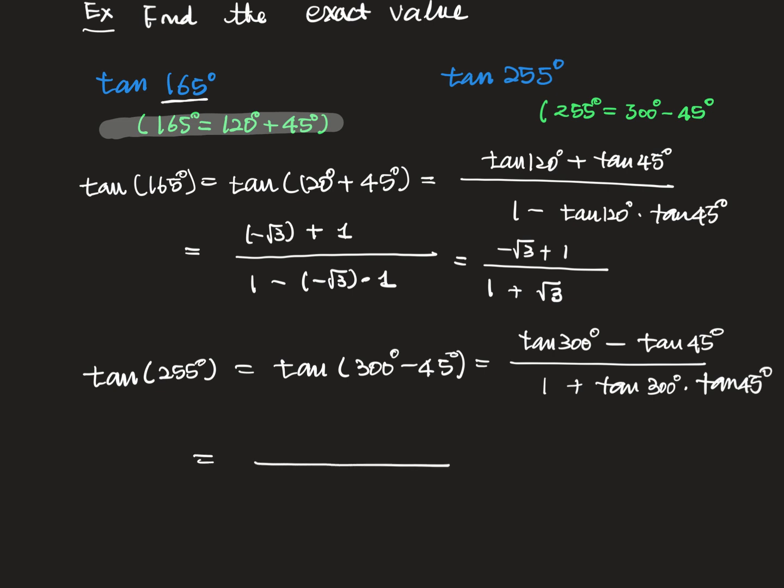So tangent 300, this is quadrant 4, that's still negative, right? So negative square root 3. Excuse me, minus tangent 45, which is 1, over 1 plus negative square root of 3 times 1. This one is negative square root of 3 minus 1 over 1 minus square root of 3.